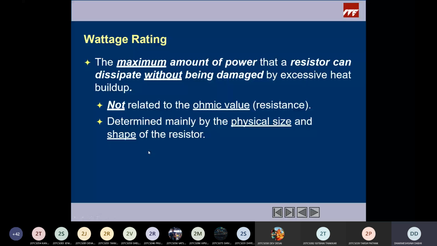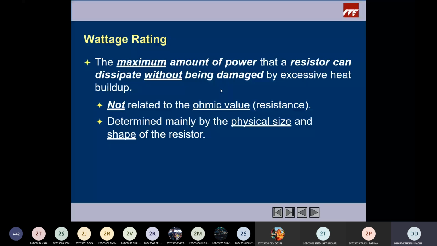So what is the wattage rating of the resistance? As you know, each and every resistance has some power rating. So what does this power rating indicate? This power rating of the resistance indicates the maximum amount of power that the resistor can dissipate without being damaged. Suppose I am saying that one resistor has a 1 watt rating, it means that the resistor has maximum capacity to dissipate 1 watt of power without damage to that resistance. So that is the wattage rating of this resistance.